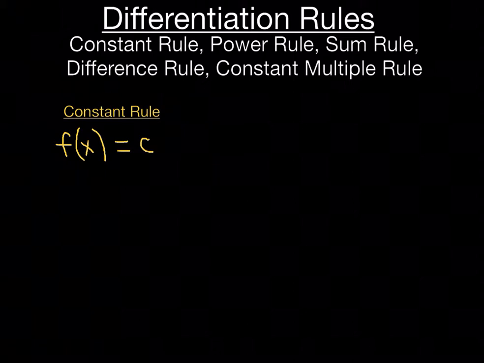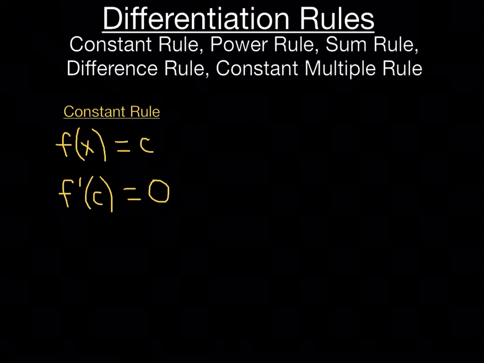So for this first rule, the constant rule, say we have a function f of x is equal to c, where c is just a constant. If we're trying to find the derivative of a constant, then the derivative of any constant is going to be equal to 0. This is the easiest of the rules.